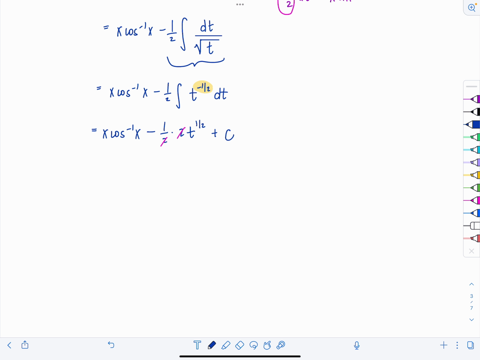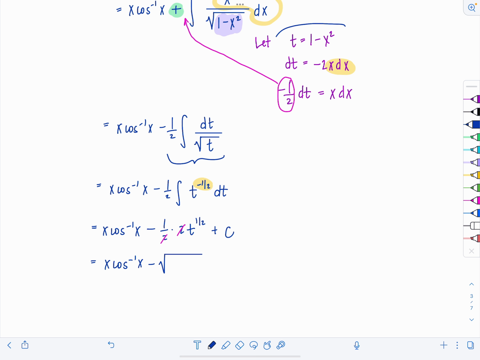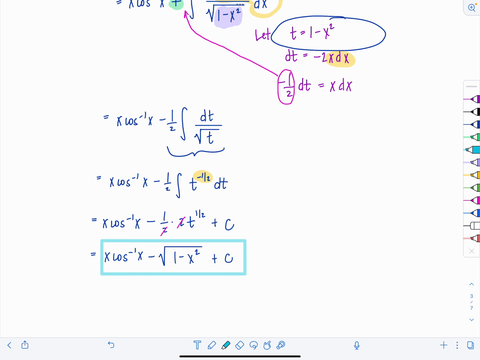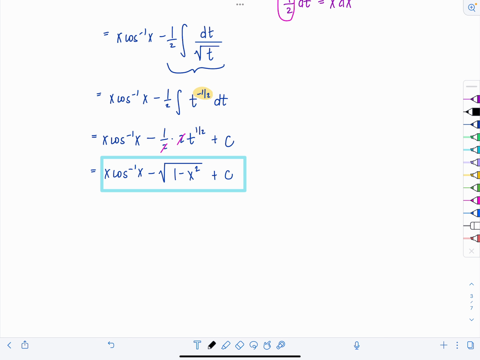So what's left over? We've got x cosine inverse of x minus radical. What was t? Do you remember? t was 1 minus x squared. So that's going to go here, plus c. All right, very nice. So this is the antiderivative of cosine inverse of x. Remember that was the original integral? Don't memorize this one. There's really no point. Just remember how to find it, okay?